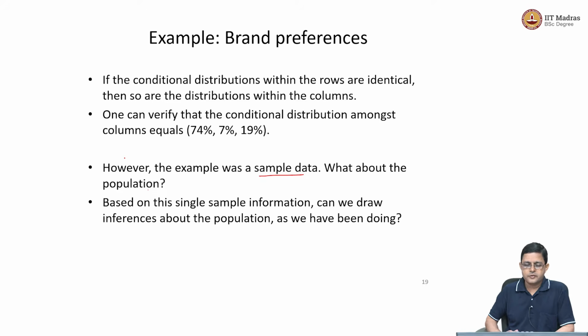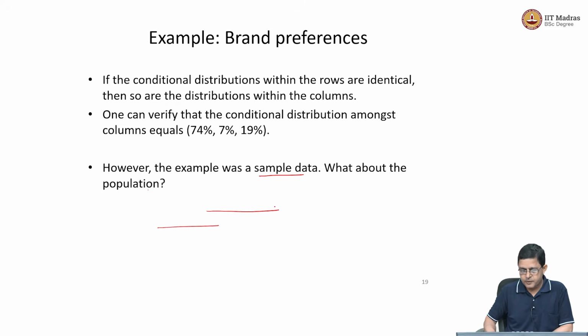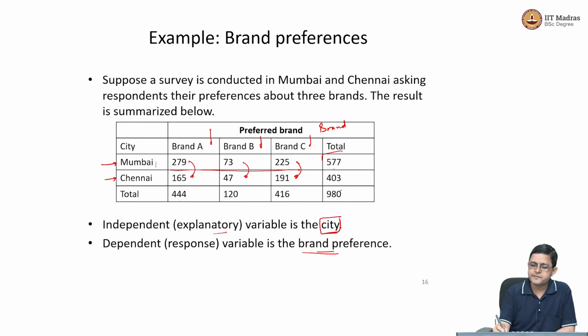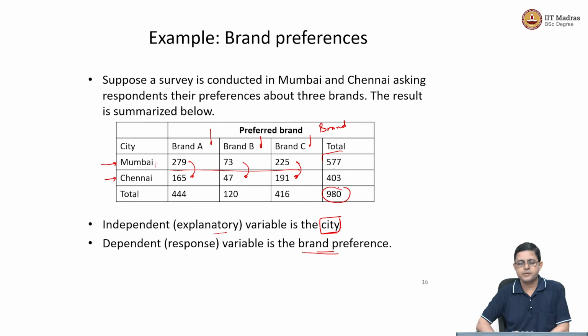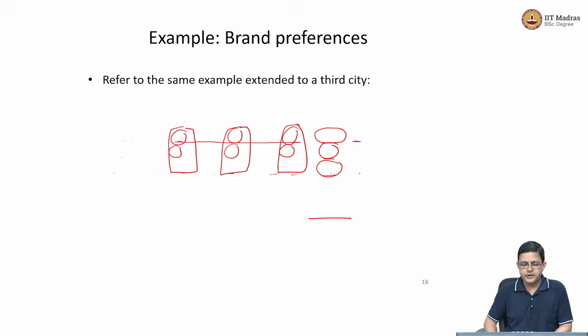Can we draw inferences about the population from this single sample of 980 respondents? I have collected a single sample of 980 respondents, 577 from Mumbai, 403 from Chennai. Can I conclude about the entire population who prefer brand A or brand B or brand C in these two cities by looking at only this sample? That is the objective of this session.